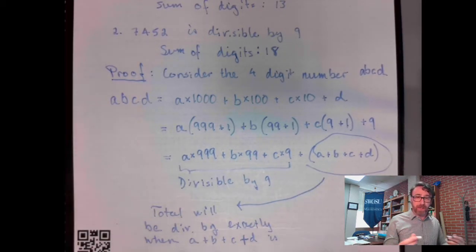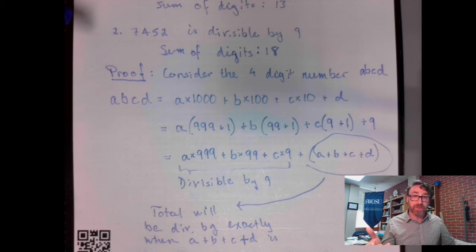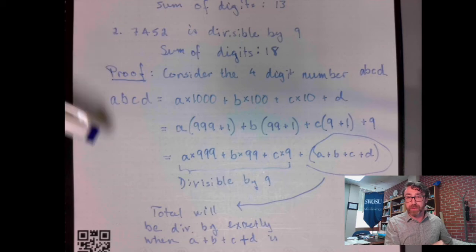So it's a very quick way to check if a number is divisible by 9 without having to do the long division. And I would also note that if you remember casting out 9s from grade school, that's where this comes from.